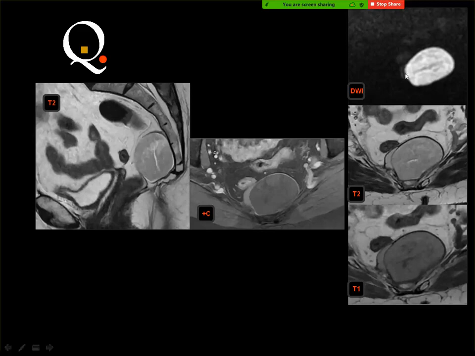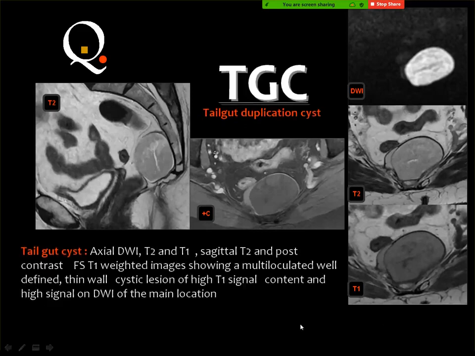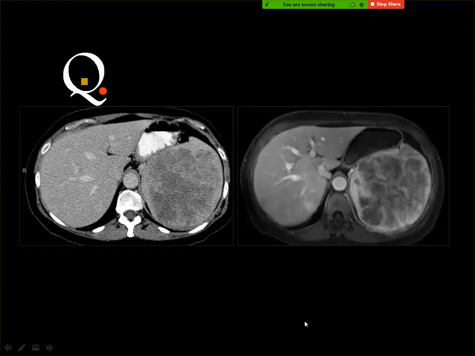No, this is the diffusion. The most famous one is duplication cyst. No, duplication cysts do not cause diffusion restriction. Okay, and this is still gut cyst. Once more, okay.